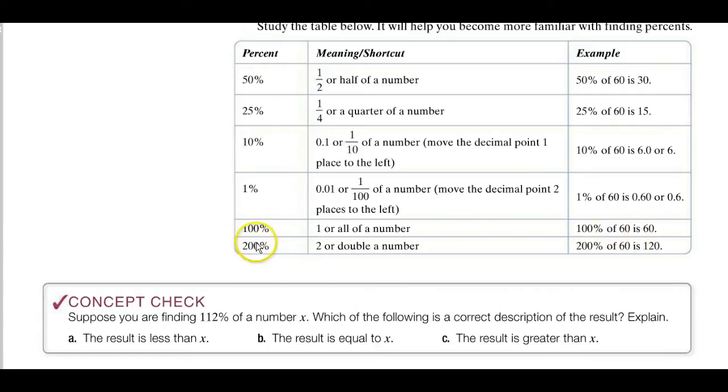Now, 200% doubles what you had, twice or double a number. 200% of 60 is 120.